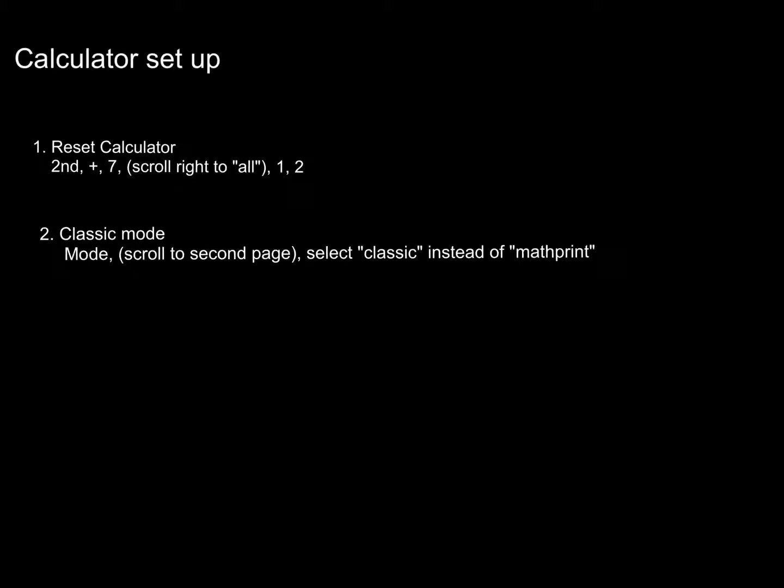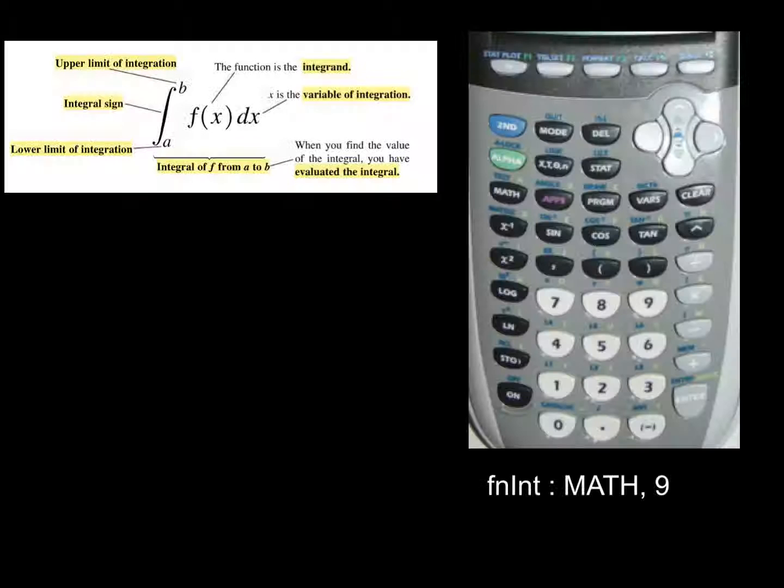Once you've done that, and it might take a minute or two, you're going to make sure you're in classic mode. So you're going to hit mode, that's right next to the second button. You're going to scroll down to the second page, and you're going to see an option that gives you the choice of either classic or math print. Probably it has math print highlighted, and you want to change it to classic. We'll take a look at math print in a second, but make sure you're on classic. And once you've done that, you're ready to go, so let's get started.